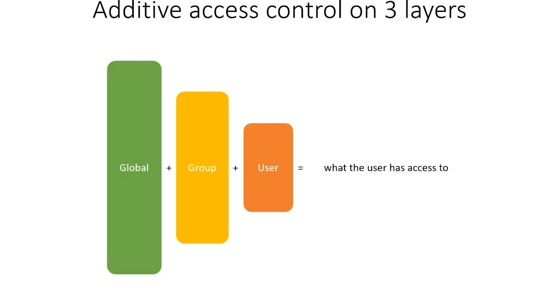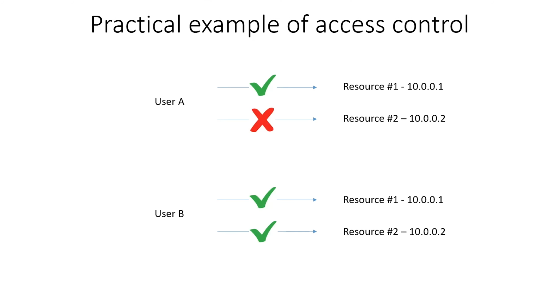Before we dive into a practical example, let's look at the basic operating principle of access control on OpenVPN Access Server, particularly in the case of split tunnel. The access works additively, meaning you start out with no access at all and you build up from there. There are 3 layers in which access can be granted: the global layer, the group layer, and the user layer. Each successive layer allows you to define access rules, and these are added up to derive what the user has access to. So let's look at this in a practical example.